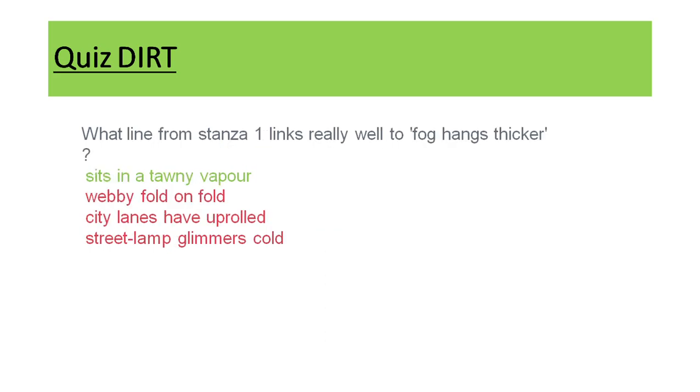Okay, oh, this one as well, sorry, I've done them in the wrong order, that's why I'm confused. Right, what line from stanza 1 links really well to "the fog hangs thicker"?